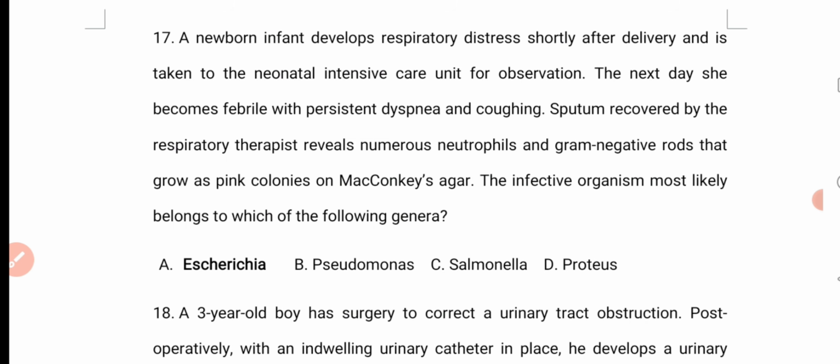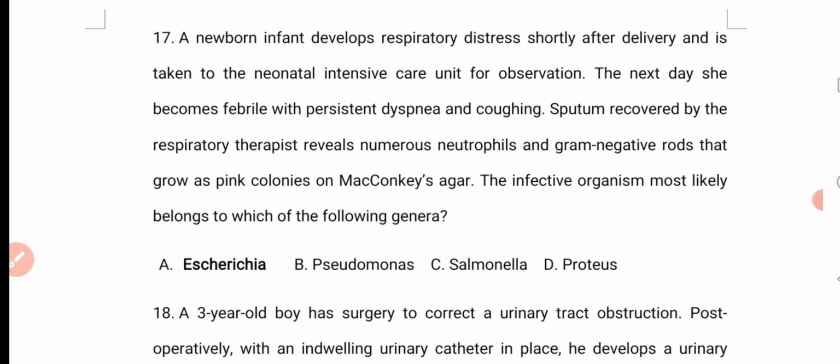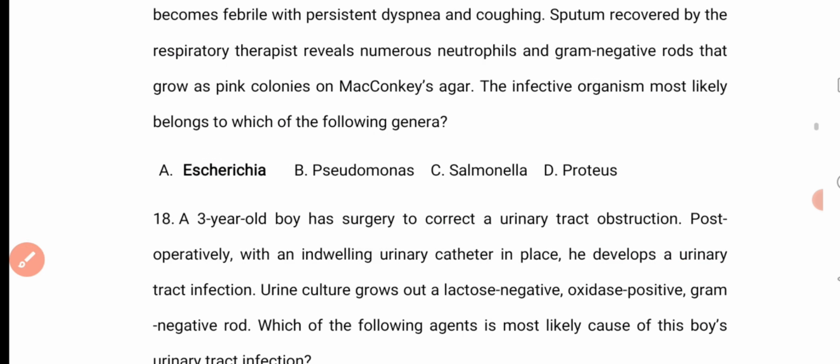As you know, it's gram-negative, the first thing, and grows pink colonies. The most commonly known bacteria that have pink growth on MacConkey agar is what? Escherichia coli, E. coli. It ferments lactose. It has a distinctive flat pink to red colony on MacConkey agar. So the most probable genus of the bacteria is Escherichia. So A is the correct answer.